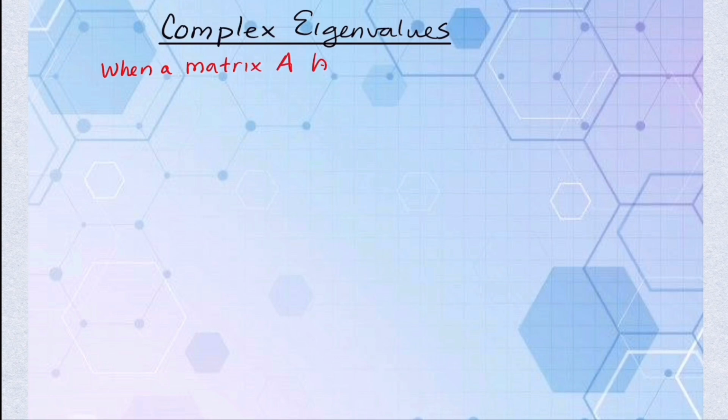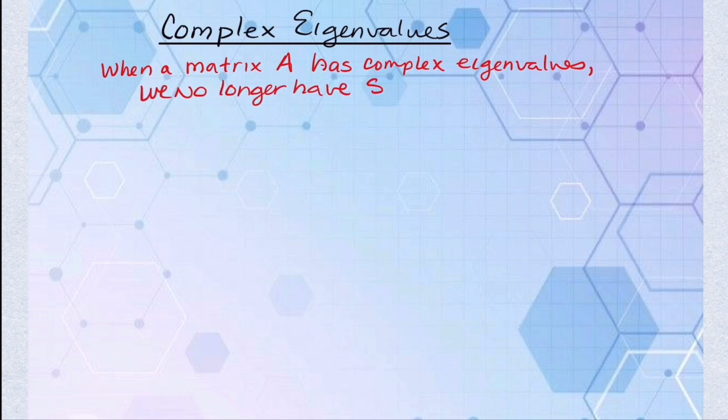So then we have to consider the case of what happens when we get complex eigenvalues. So when a matrix A has complex eigenvalues, we no longer have straight line solutions.